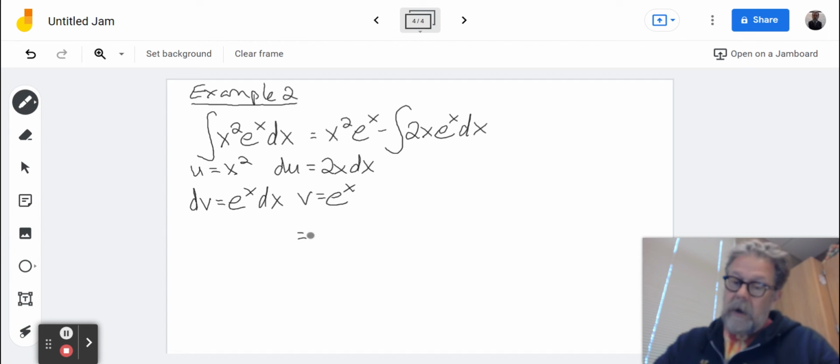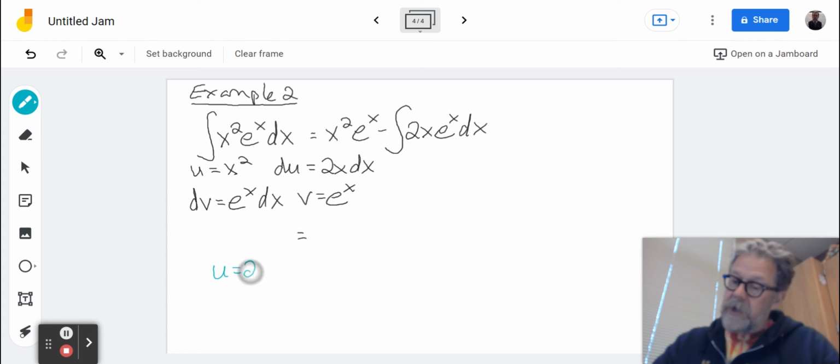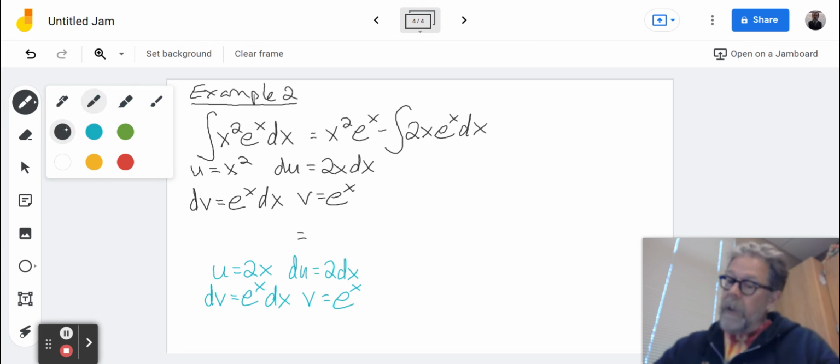So we'll come down here. Let's switch to blue for the second round. And we will set u equal to 2x. We will set dv equal to e to the x dx. Notice that the derivative of u gets simpler, which is what we're looking for every time. And the antiderivative of v gets no more complicated, which is our minimum rule.